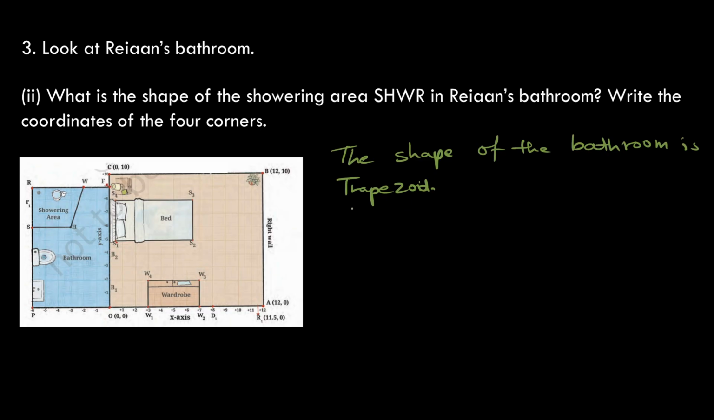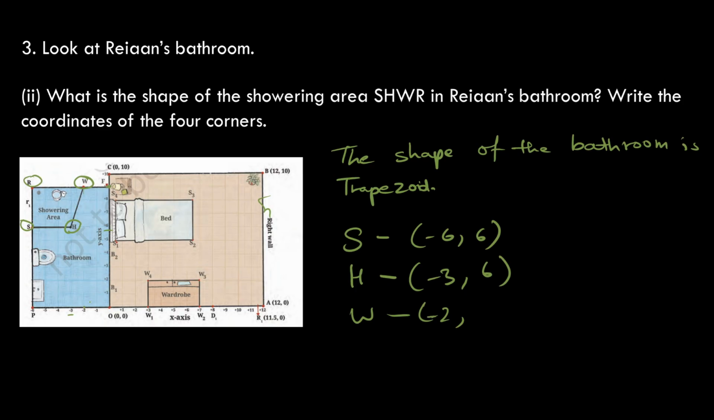So now next up we are going to write the coordinates of the four corners. So here is one corner, another, and another. First for S. Point S is at -6, 6. Then H. H is going to be -3, 6. W is going to be -2 in the x direction and 9 in the y direction, so -2, 9. And R is going to be -6, 9. This is the point R. Now moving on to the next question.